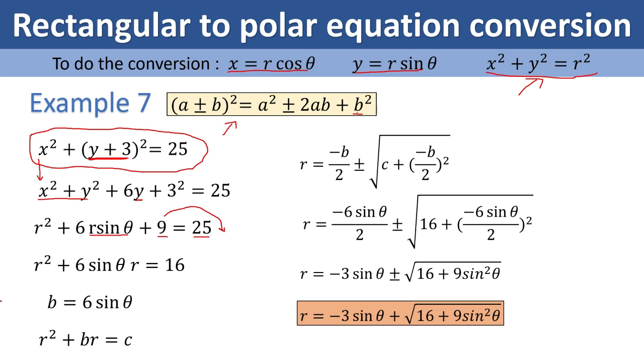I'm going to change now this expression as a, b, c. You have this quadratic equation. Now, I consider c is equal to 16, and b is 6 sine theta. And I have now the quadratic equation. How to solve the quadratic equation?